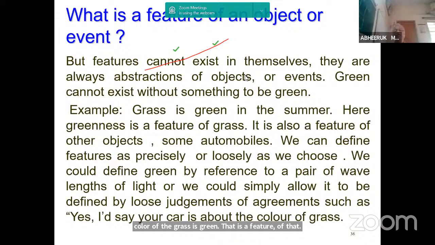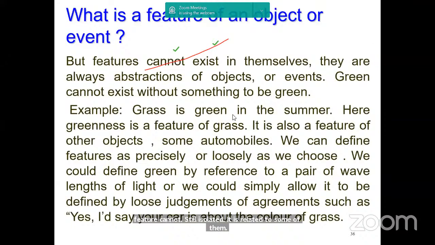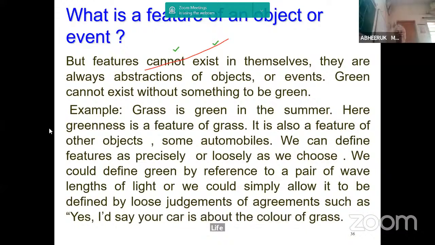These features cannot exist in themselves. They are always related with some objects. Here one example is given. Suppose green is a feature, but this feature cannot stay isolated. It is related to some object, like grass is green in summer. Here greenness is a feature of grass, and it is also a feature of other objects, like the color of some automobile may be green.